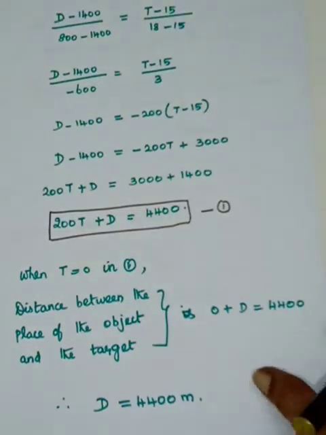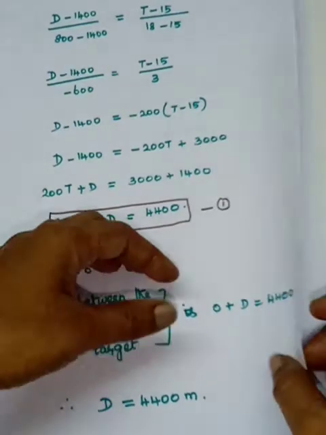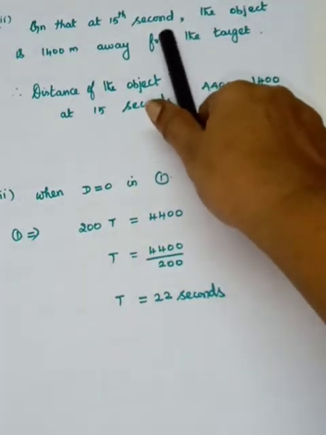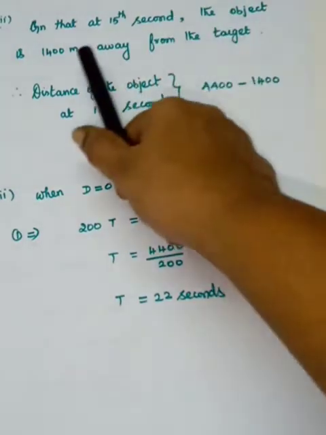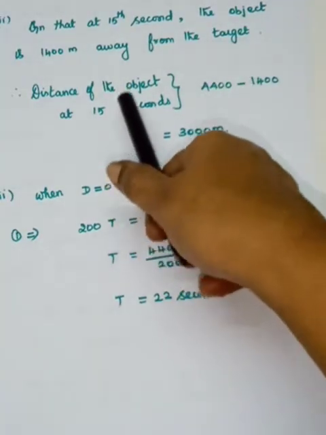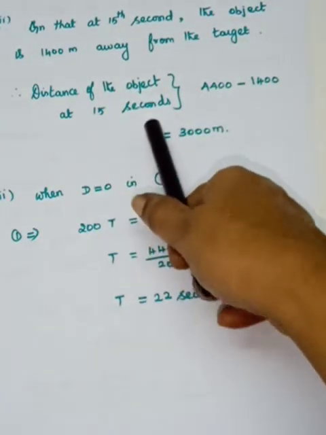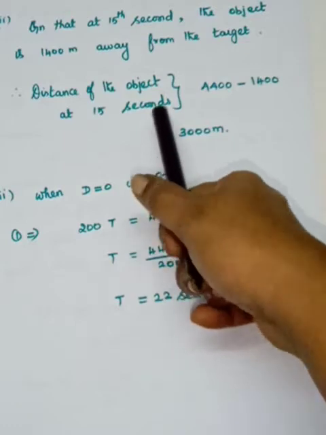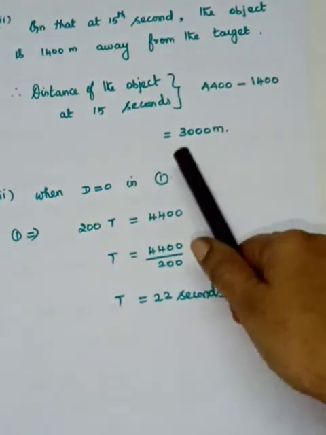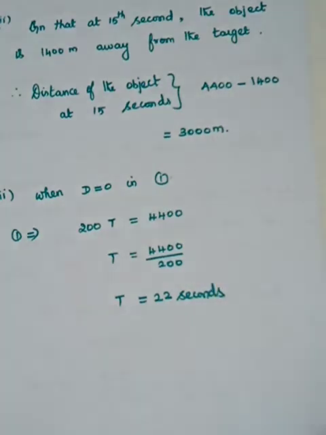You see now what we did for the second subdivision. Given that at the 15th second, the object is 1400 meter away from the target, but what is asked is the distance the object covered at 15 seconds. So the total distance minus 1400, that is 3000 meter.